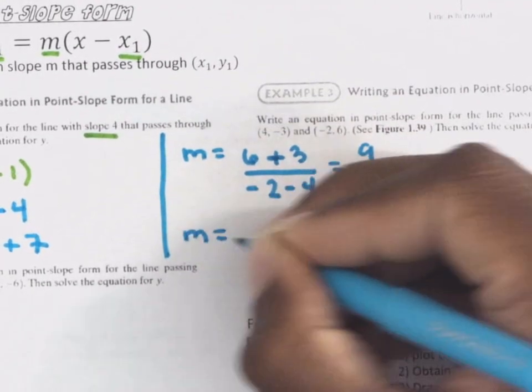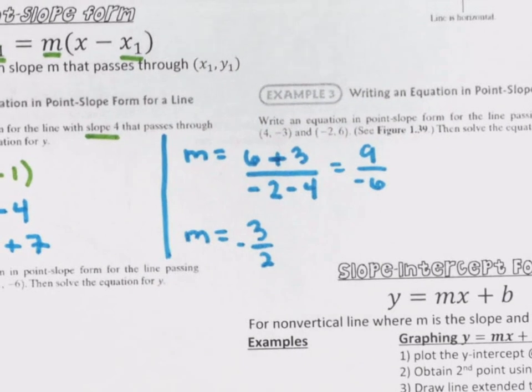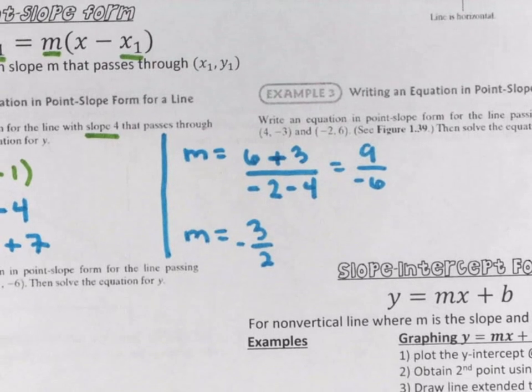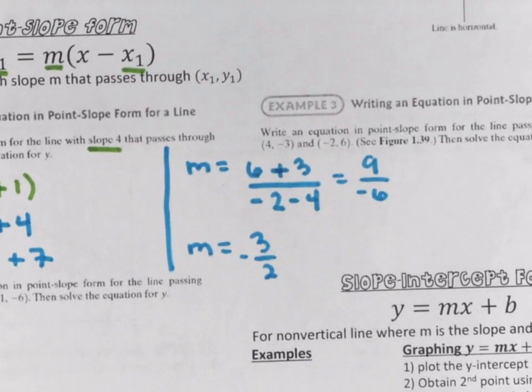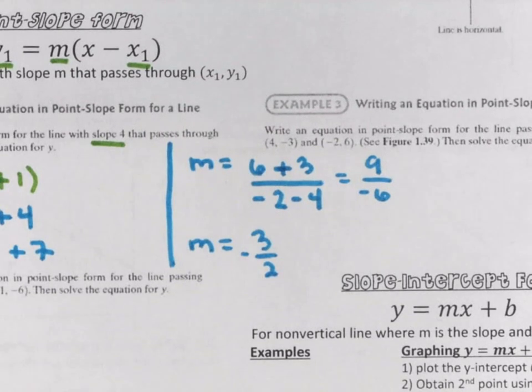So we got a slope. 3 over 2. Now I put a negative out in front. All right, now I need a point. Which point should I use? Or doesn't matter?